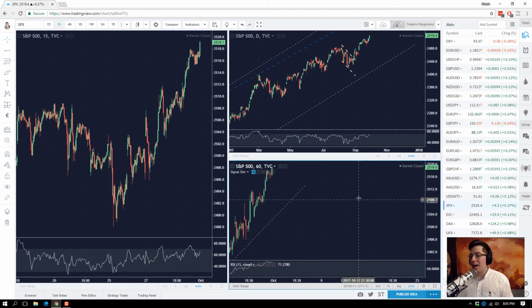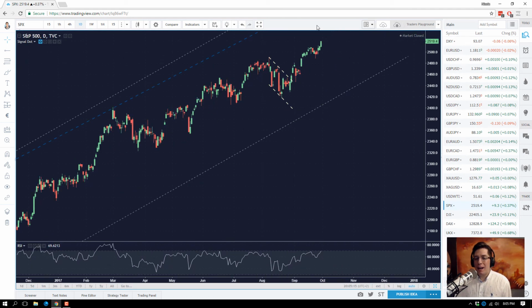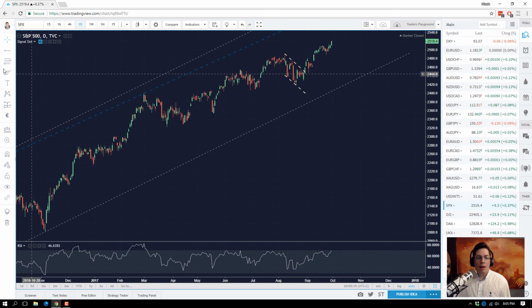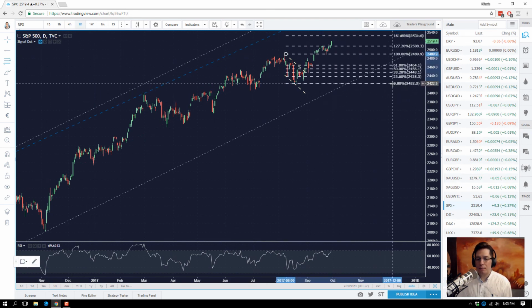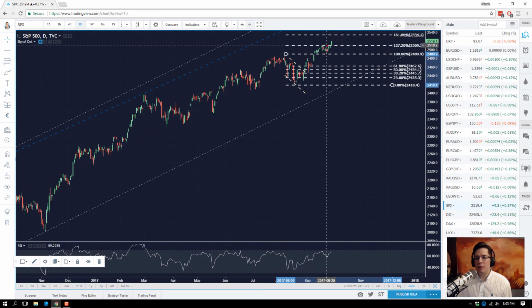S&P new highs. Again, we are ending the week at the new high. Now, if we just throw a Fibonacci retracement from the last move, we can see that we reached 127.2. So the next target should be 161.8.